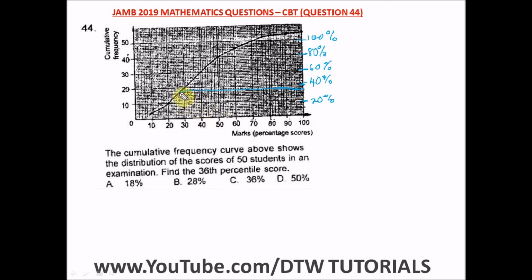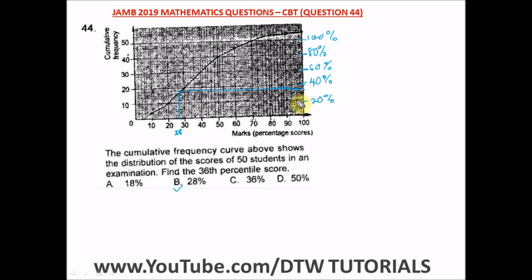Then trace it down now to the score, where the marks are, not the cumulative frequency. So take this down here. This is in between, like 20 something, 29, 28. So we can say this point is like 28. So the answer will fall in between 20 and 30. If you see your options here, we have 18, we have 28, which is an answer. You have 36, which is not. You can see you have 50. So our right option here is option B, which is 28.